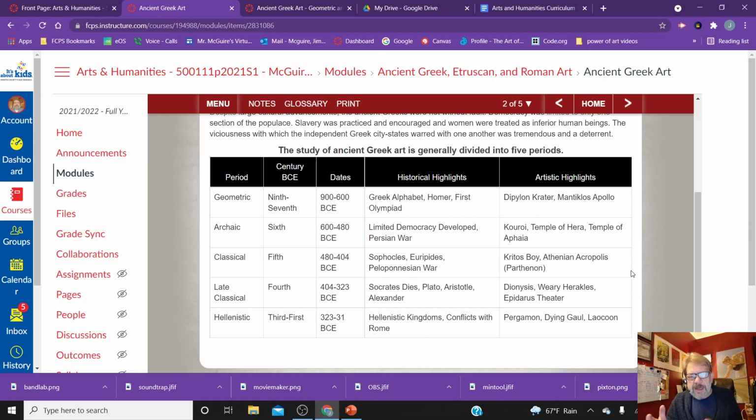The historical highlights: you had the Greek alphabet. Oddly enough, alpha, beta, gamma, delta, epsilon, zeta, eta, theta, iota, kappa, lambda, mu, xi, omicron, pi, rho, sigma, tau, upsilon, phi, chi, psi, omega. That's the Greek alphabet. I know every one of it. Homer, the first Olympics, limited democracy developed, and the Persian War. These are some of the highlights of this particular time.